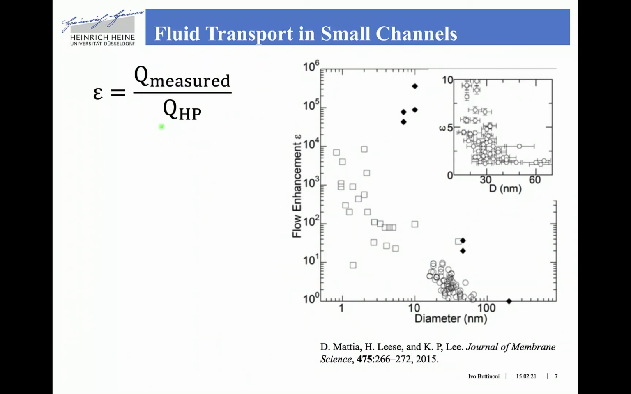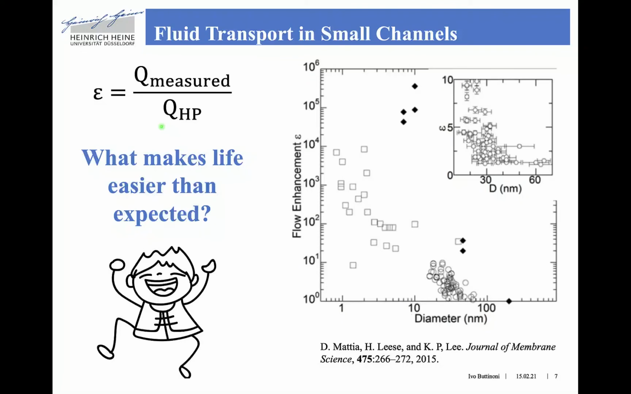So the question is, what is making life easier for us than expected? Also, a second point that we should notice is that there are massive variations of flow rates in channels of very small size, which obviously depends on the experimental conditions.